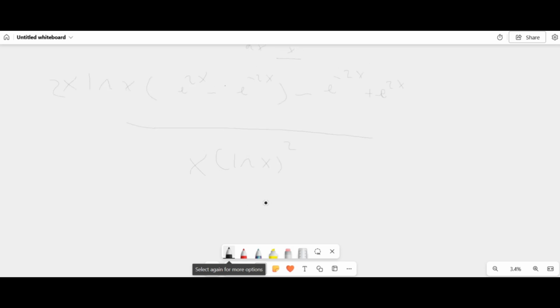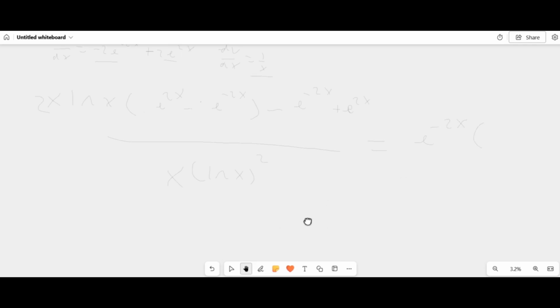This really is not a nice looking question. Look at the answer. The answer would just be taking e to the power of 2 minus 2x out of this here. So take out e to the power of minus 2x. You just get e to the power of minus 2x here, open bracket.